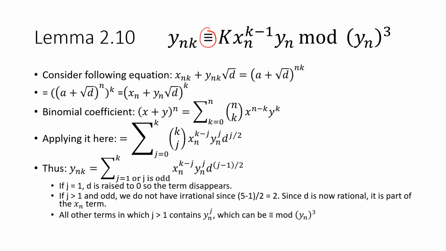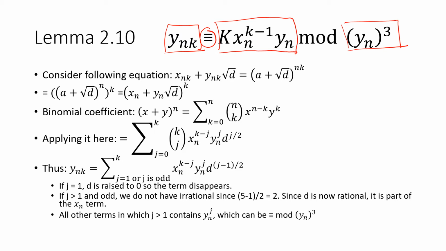Whenever you see this triple equal sign in this paper, it means that the left-hand side and the right-hand side both have the same result when you mod by this part here. So what this is saying is that y of nk modulo y of n cubed is the same as k times x of n to the k minus 1 times y of n, mod y of n cubed. And here's the proof of it.